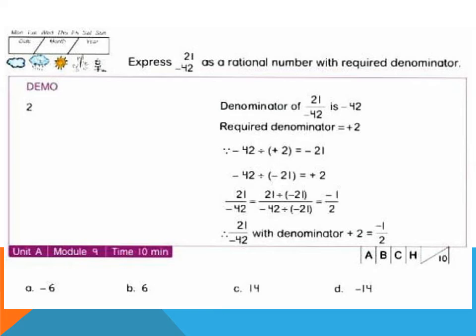Okay, you have to just change the denominator. The only difference with the previous modules is that in the previous modules what you did, you multiplied the numerator and denominator with a certain number. But here you have to change the denominator minus 42 into 6, minus 6, 14, minus 14. So 14, 6, these are smaller numbers. So what you will have to do, you will have to divide the denominator with a certain number. Now if you are dividing the denominator with a certain number, then you have to divide the numerator also with the same number.